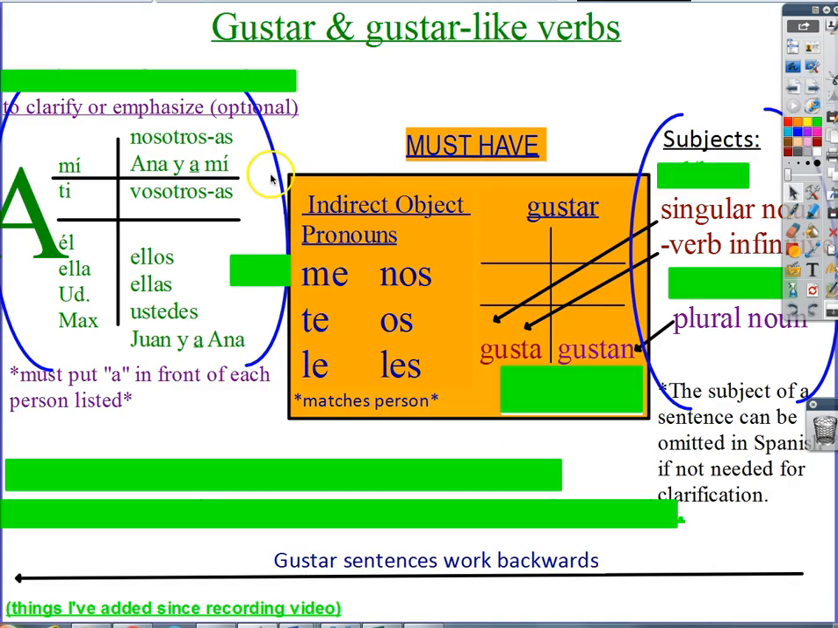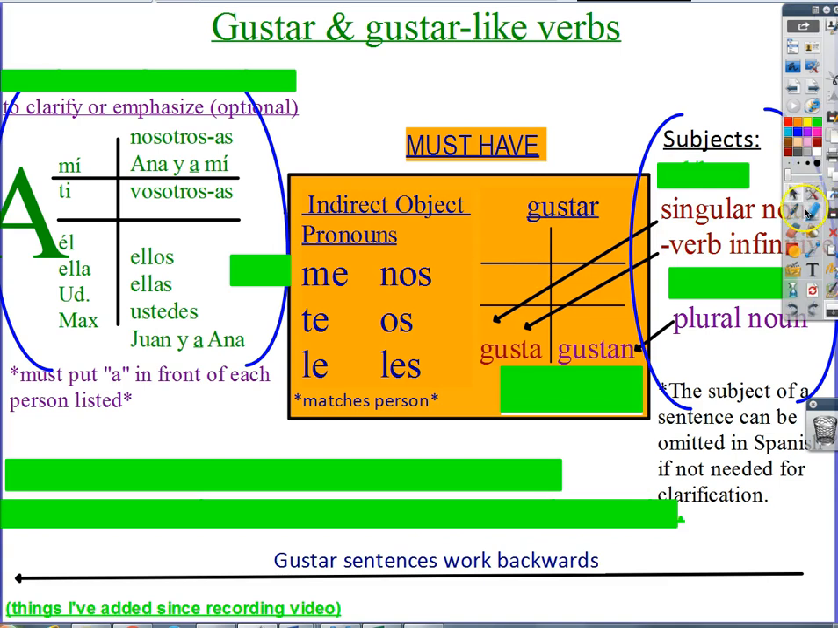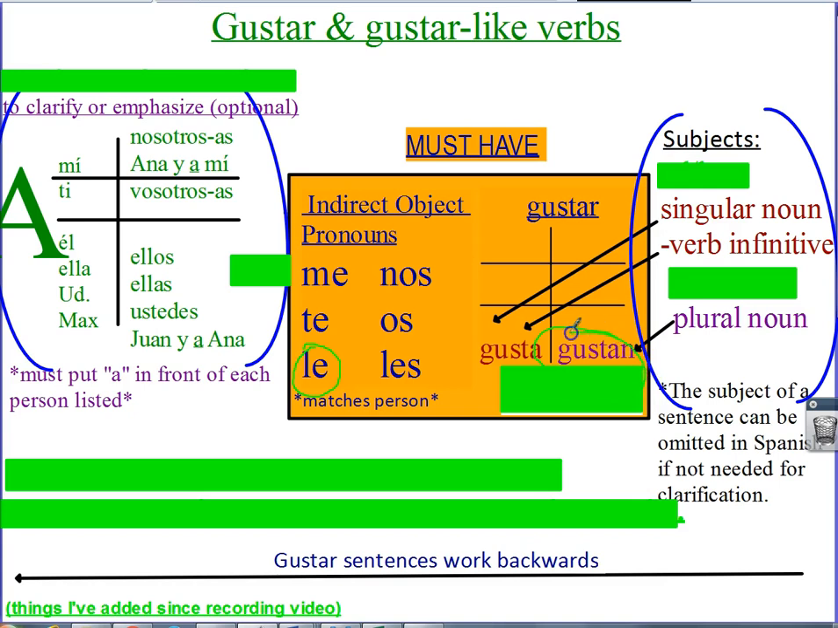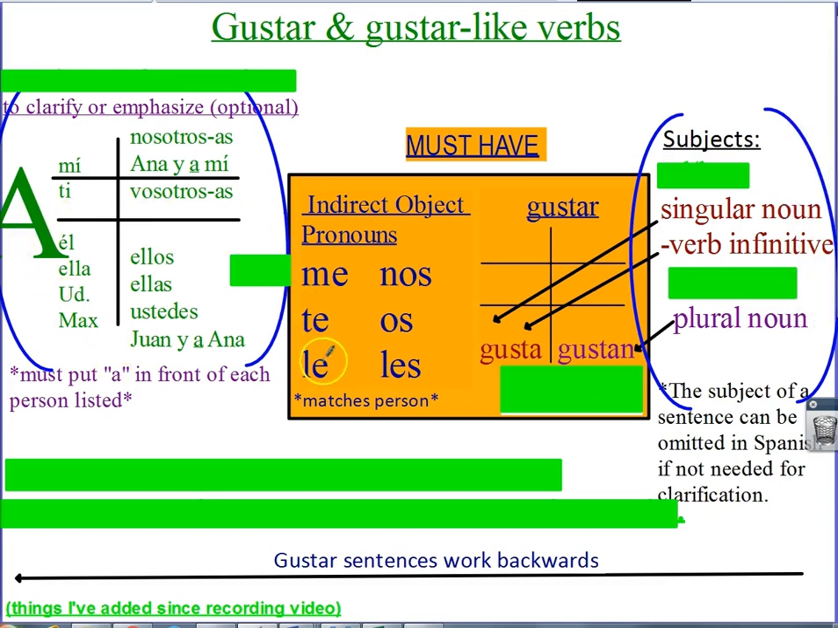So, looking at your notes, you can use a plus me with an accent, t without an accent, or any of these other choices to clarify or emphasize the IOP. Because if my sentence was just le gustan, it would be saying they are pleasing to him, her, or it. I wouldn't know who this le refers to without extra clarification. So I might have to clarify and say, I'm Max, le gusta. And then be Max likes it.